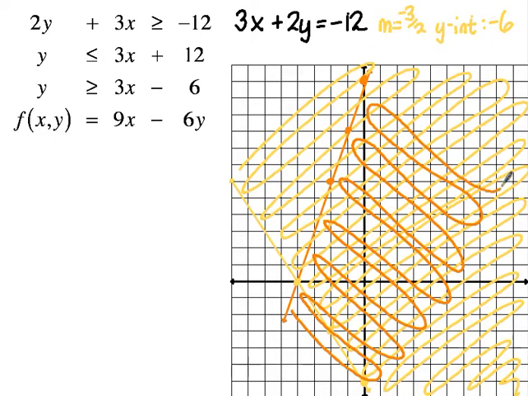Am I supposed to shade it all? Negative 3. So the next one, y-intercept of what? -6, okay. And a slope of +3. So I'm going to go up 3 over 1.